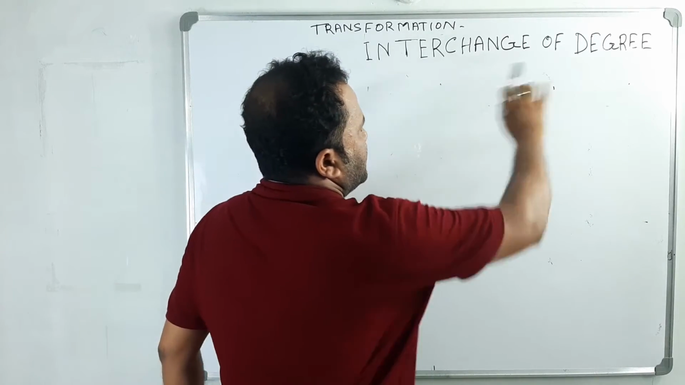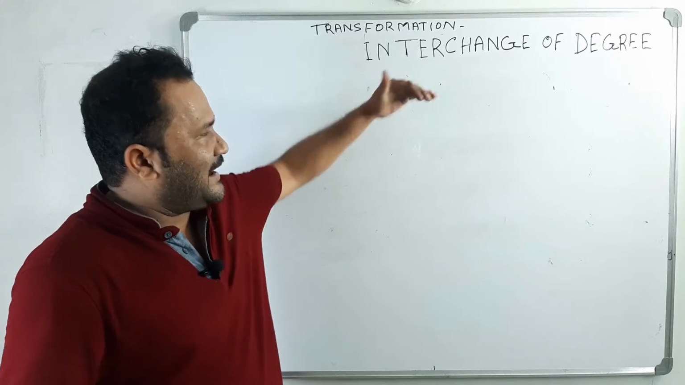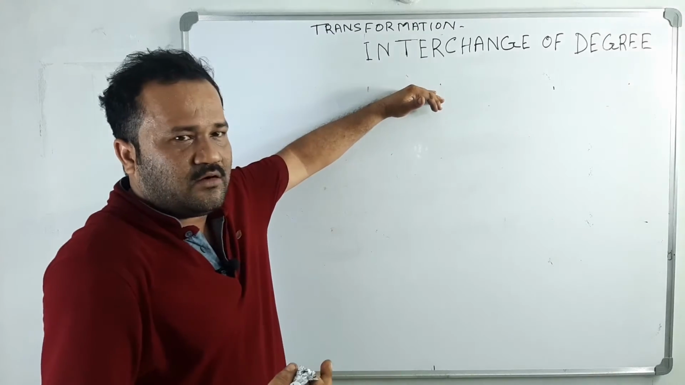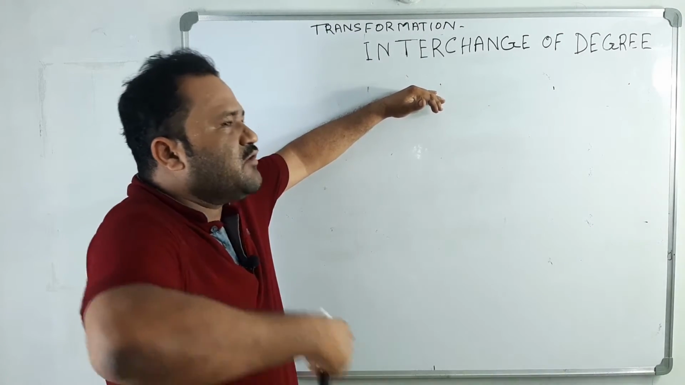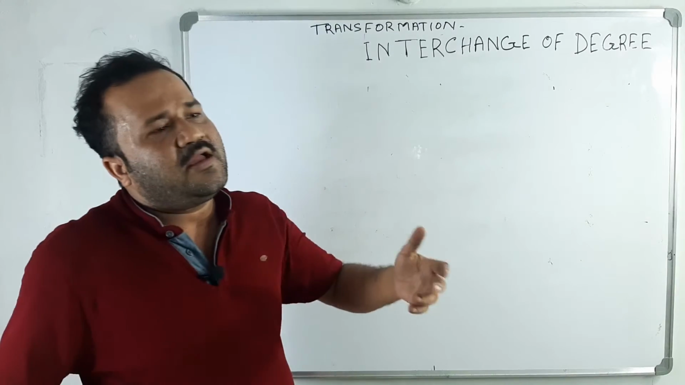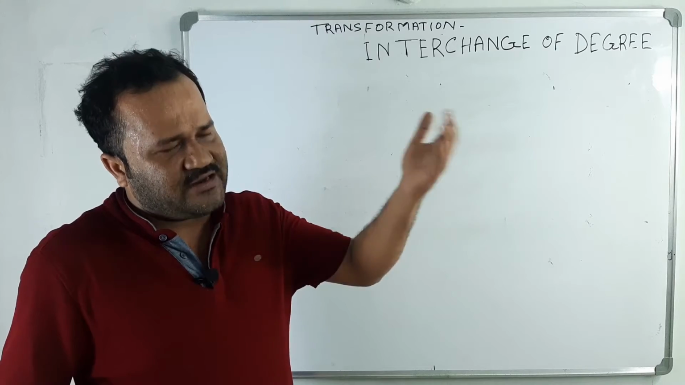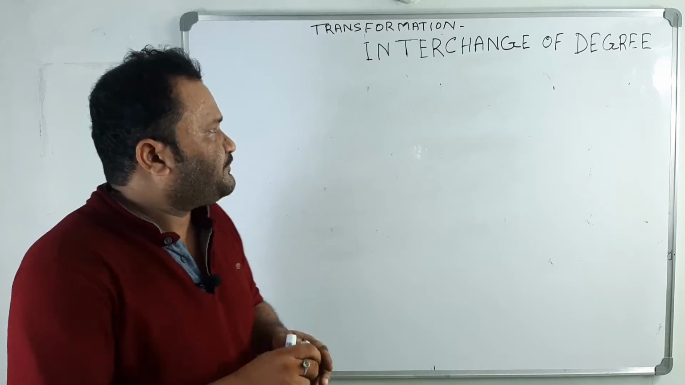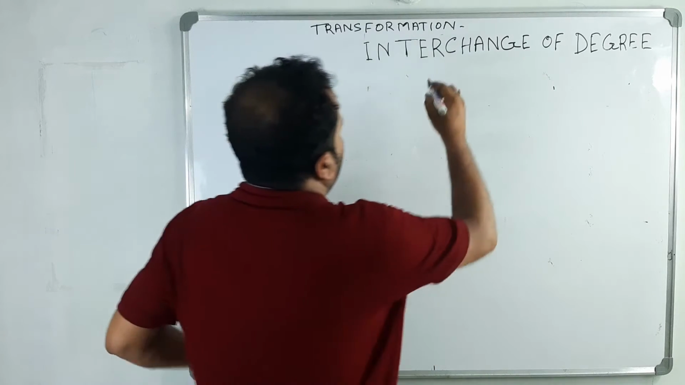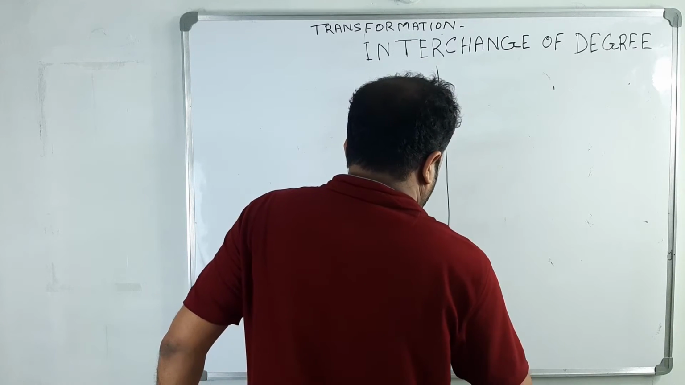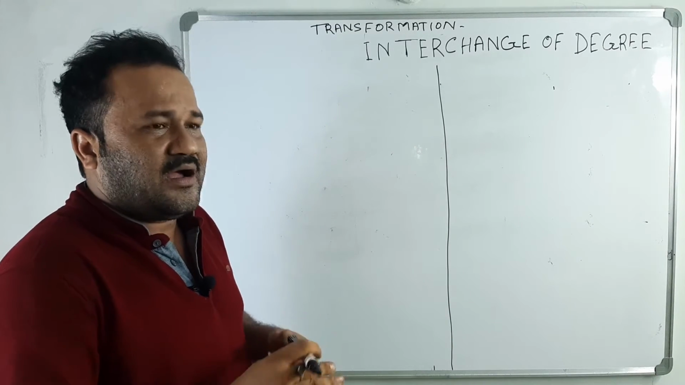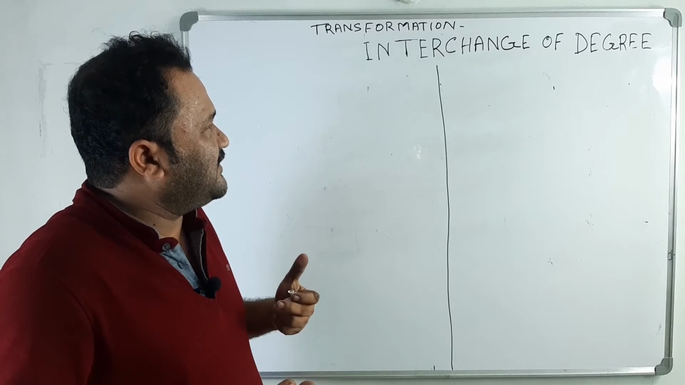Okay. Now come to the transformation, interchange of degree. You know that in that case you have to change the form of the degree, form of the sentence. If it is in positive degree you have to change it to comparative, or if it is superlative degree you have to change it to comparative or positive, whatever. But you cannot change the meaning. Now actually there are two types of examples which make us a little bit confused.